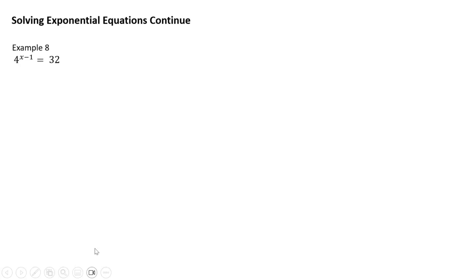Example number 8. If you notice, each one gets a little bit more challenging, but it's all the same concept. Again, we have the base 4 and the base 32, so they're not the same base. That means we have to change them so they have the same base. This is a strategy: you always take the smallest base and see if some power of it gives you 32.